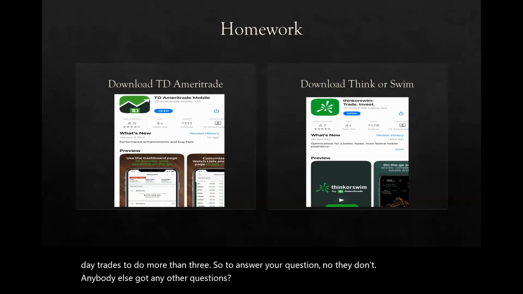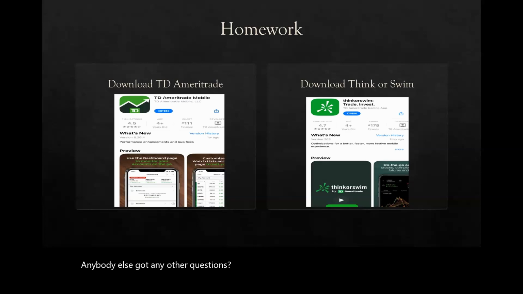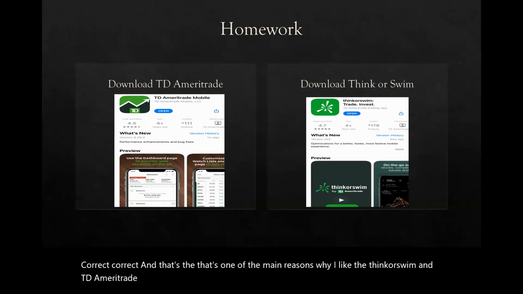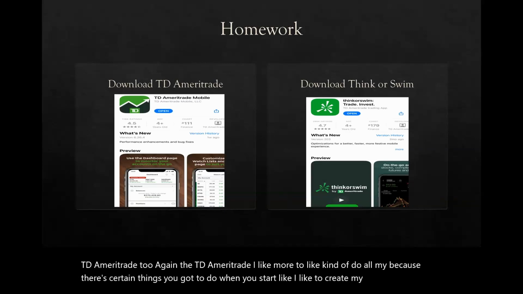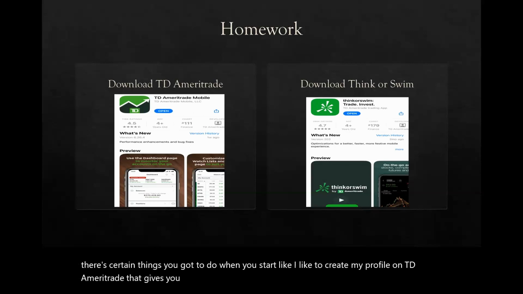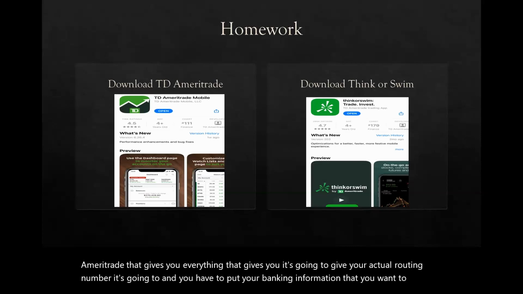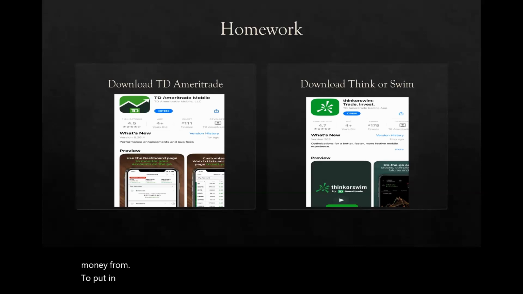You did mention that on TD Ameritrade you can pretty much practice with the paper trade. Correct. And that's one of the main reasons why I like Thinkorswim and TD Ameritrade too. There are certain things you got to do when you start. I like to create my profile on TD Ameritrade. It's going to give you an actual routing number, and you have to put in the banking information you want to transfer money from. And it has all the education. It has all the good stuff.